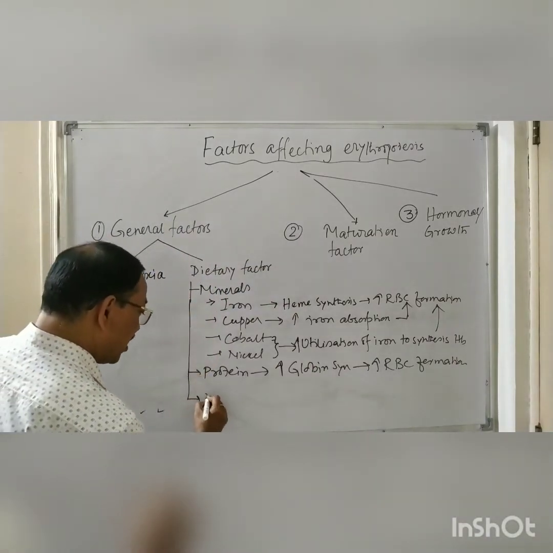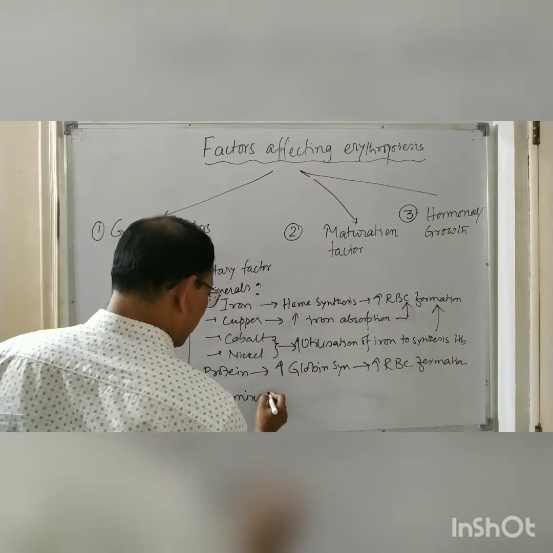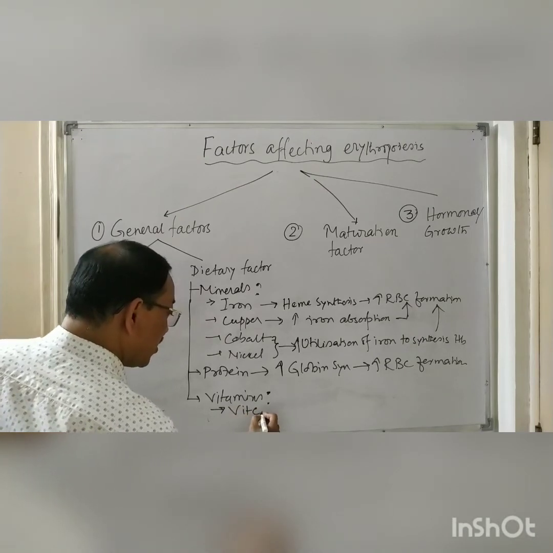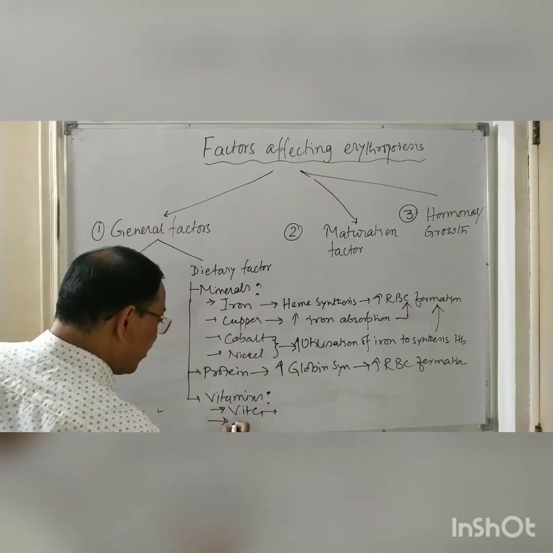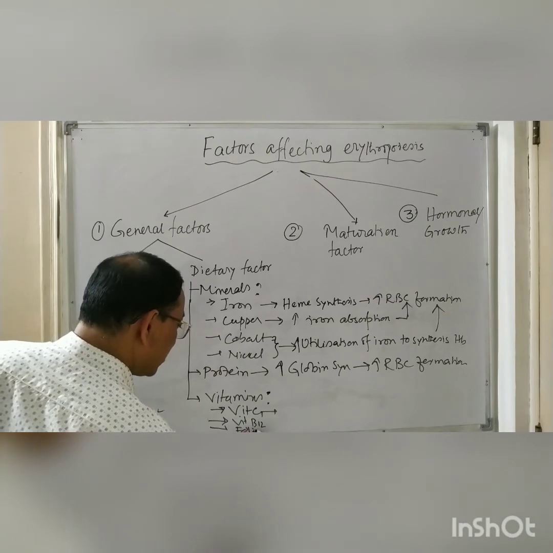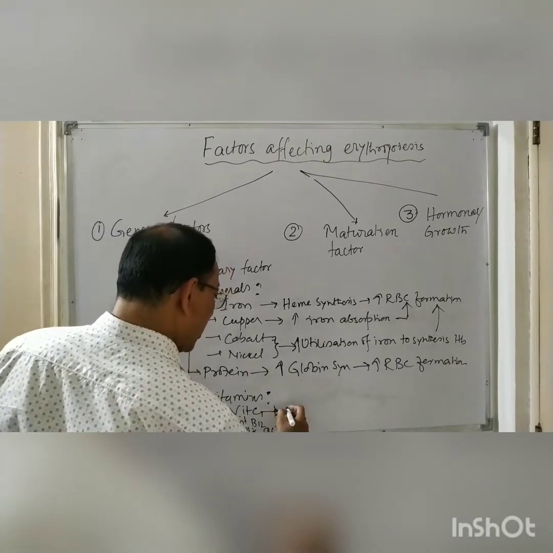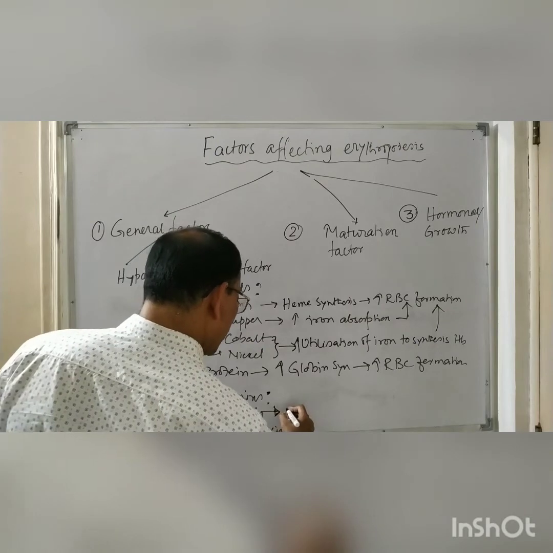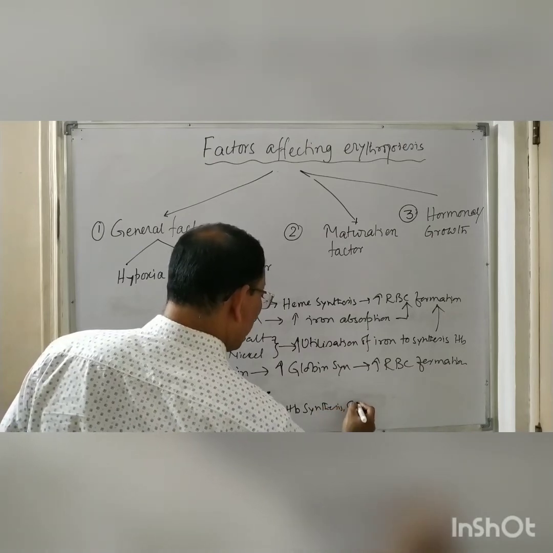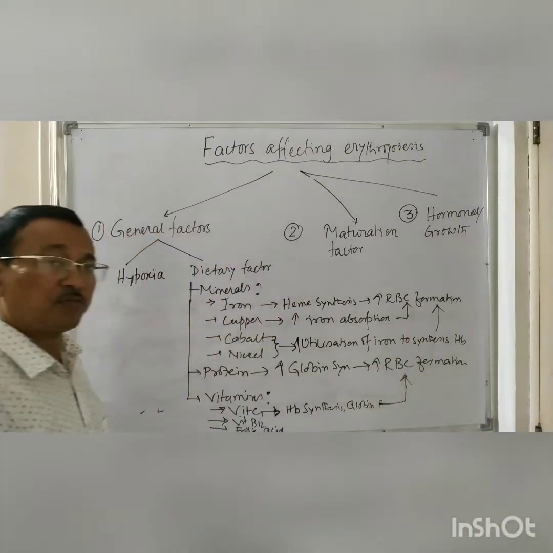Third dietary factors are the vitamins, different types of vitamins. So what are those vitamins? First one is the vitamin C. Second one is the vitamin B12. And third one is the folic acid. Vitamin C is responsible for heme synthesis, globin synthesis, and thereby increases the RBC formation.